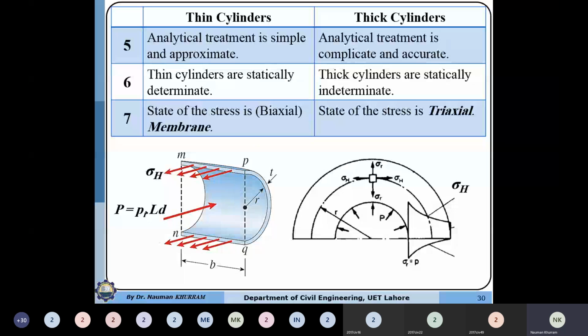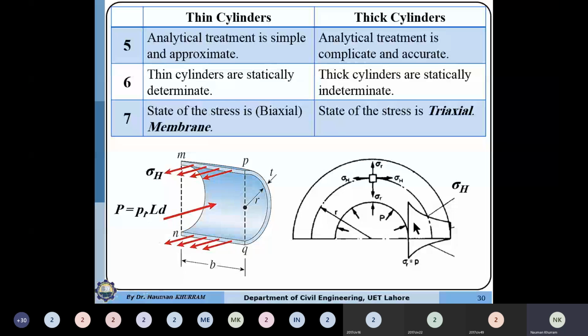But here the state of the stress is triaxial. Membrane means that, for example, if you have a fabric or a cloth, if you are stretching it along any direction, we need some force. But if you want to bend, it can easily be bent. But in a thick cylinder, you cannot bend it easily. If you want to bend, we need to apply some force.